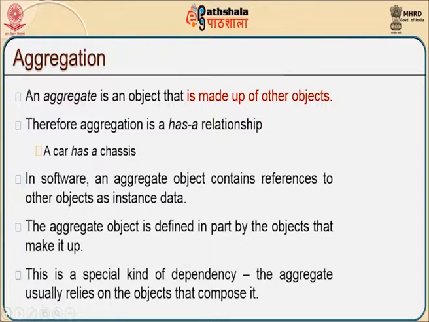Here we are going to talk more about the aggregation perspective. An aggregation is an object that is made up of other objects. Therefore, aggregation is a has-a relationship. For example, a car has a chassis, a video camera has a tripod. Likewise, in software, an aggregate object contains references to other objects as instance data. The aggregate object is defined in part by the objects that make it up. This is a special kind of dependency. The aggregate usually relies on the objects that compose it.